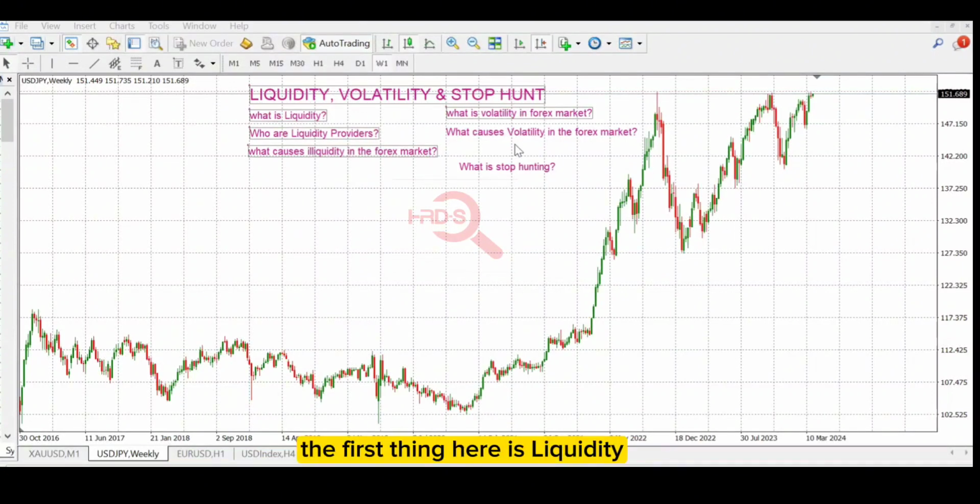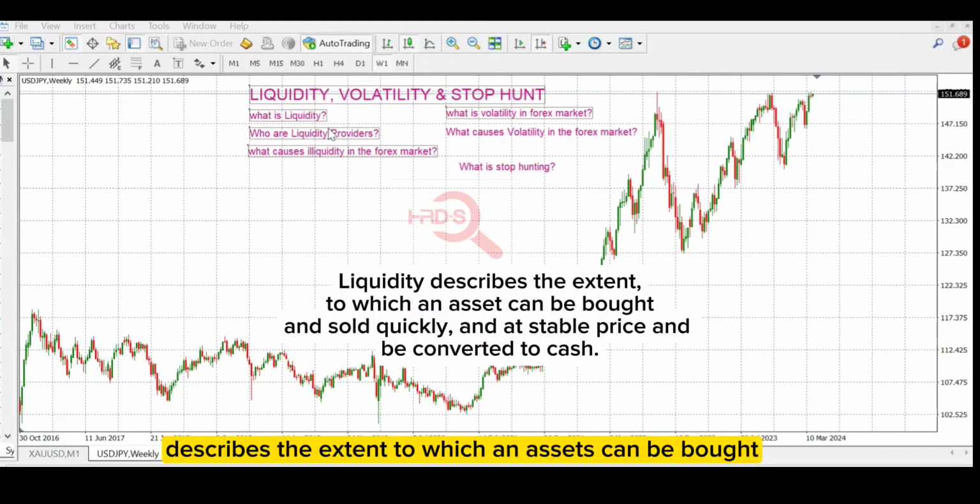So the first thing here is liquidity. What is liquidity in the Forex market? Liquidity describes the extent to which an asset can be bought and sold quickly and at a stable price and be converted to cash. Have you ever imagined why it is that the moment you place a buy order in the Forex market, it is executed quickly, and immediately you place your sell order, it is executed immediately?